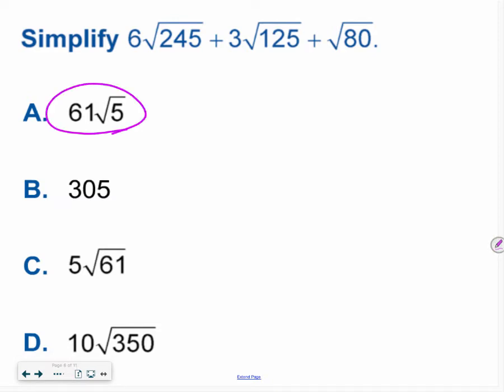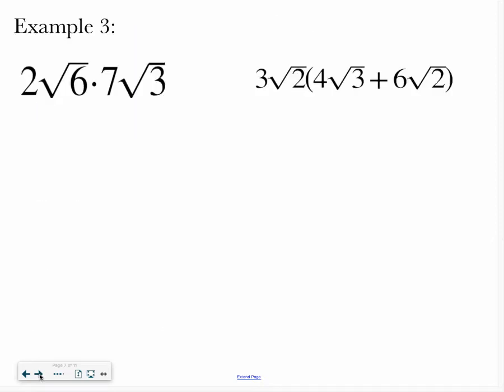Hopefully you ended up with 61 square root of 5. If you have questions, be sure to reach out for some help.